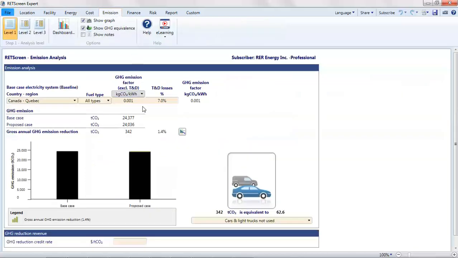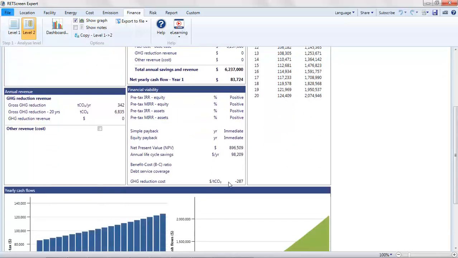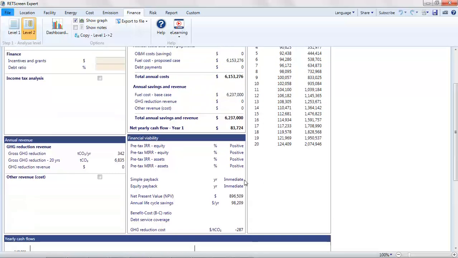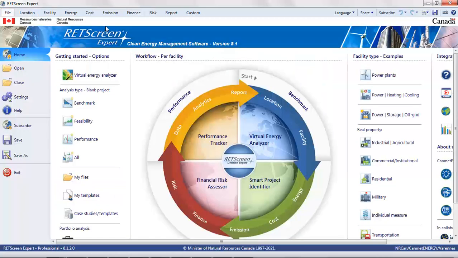The emissions worksheet shows that the GHG emissions reduction is over 340 tons annually, and the finance worksheet shows that not only is this a great financial opportunity when available, but that it is very cost effective in reducing GHG emissions, costing negative $287 or, alternatively, saving $287 per ton of CO2 equivalent removed. RETScreen's transportation archetypes allow us to explore the feasibility of many different types of transportation projects related to marine transportation, aircraft, trains, off and on-road vehicles.